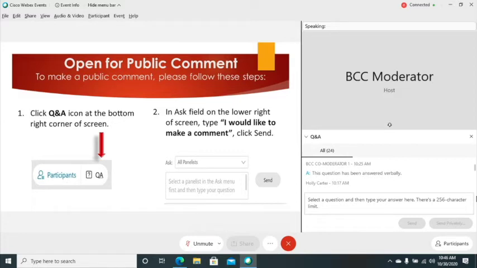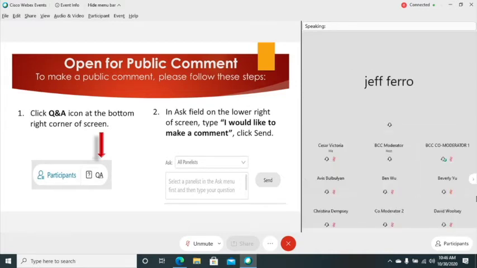At this time, we have no additional requests for public comment. Would you like me to close this feature? Yes, moderator. Feature has been closed.